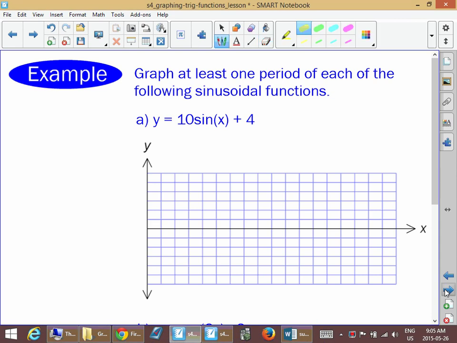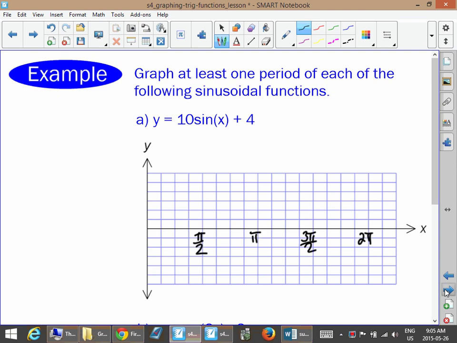I don't like putting 2 pi there, though. I'm going to put 2 pi right here. And I'm going to put pi here. I'm going to put pi over 2 here. And I can put 3 pi over 2 right here.